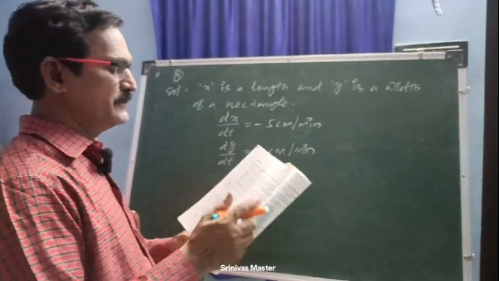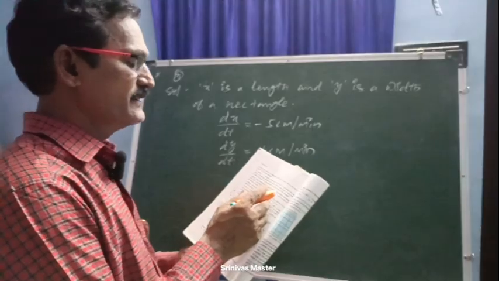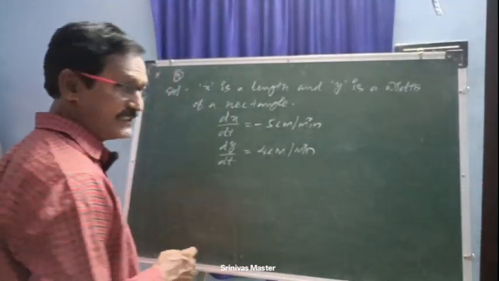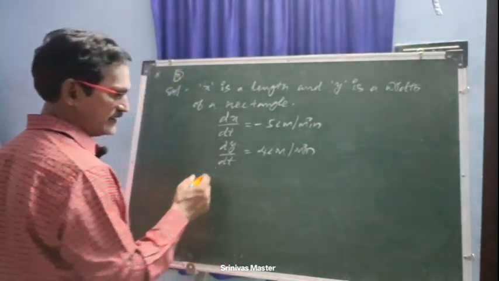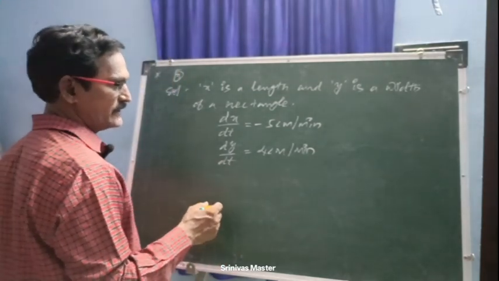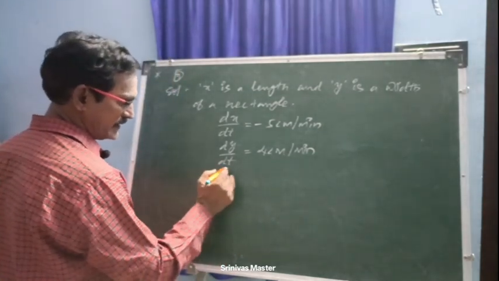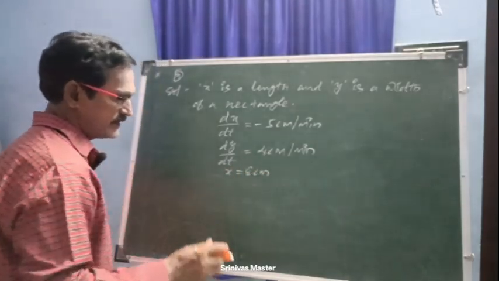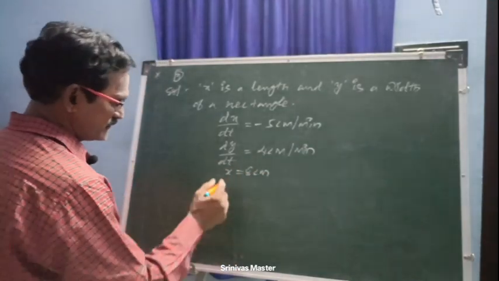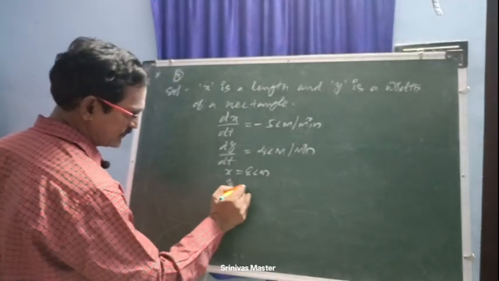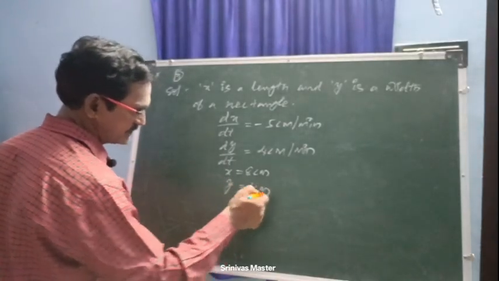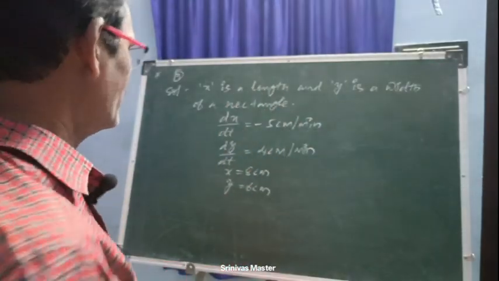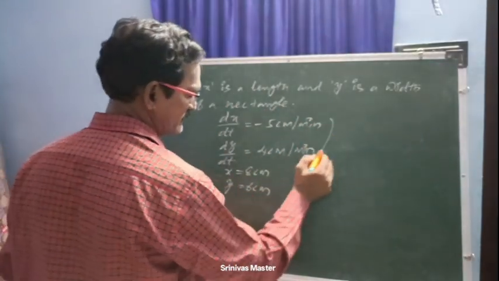4 centimeter per minute. Next, they given x equal to 8 centimeters and y equal to 6 centimeters. These are the details, children, whatever given. The given hypothesis is very important to get the full marks. X is 8 centimeters and y equal to 6 centimeters. These are the given details.